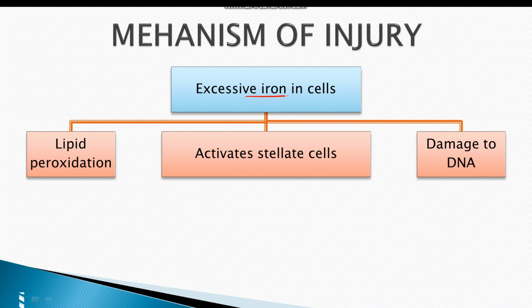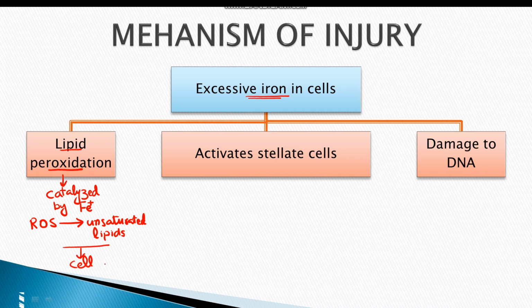So excessive iron inside the cells damages the cell by lipid peroxidation. This lipid peroxidation is catalyzed by iron inside the cells, and peroxidation means reactive oxygen species attacking the unsaturated lipids inside the cells. These lipids are present inside the cell membrane and certain lipoproteins which are performing vital functions inside the cell. So damage to these lipids and lipoproteins results in hepatocyte injury and ultimately cell death.